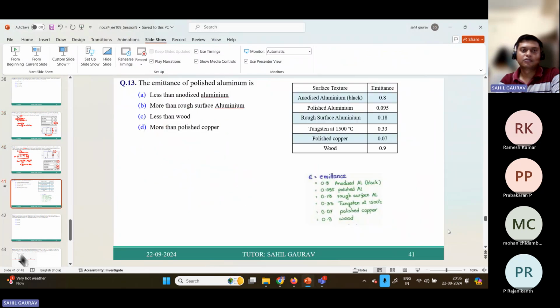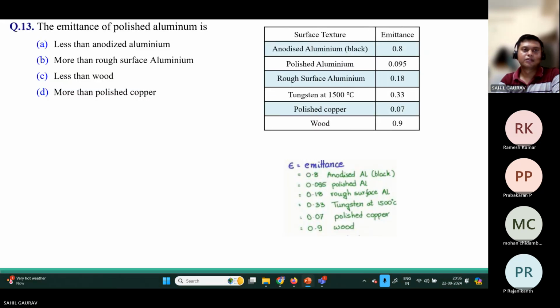Okay, so let us come to the 13th problem. The emittance of polished aluminum is. So the polished aluminum and options are given here, and it is a multiple select question. The emittance of polished aluminum is given as 0.095. So you have to compare with the others. The first one is less than anodized aluminum. Anodized aluminum is 0.8. So it is less than it.